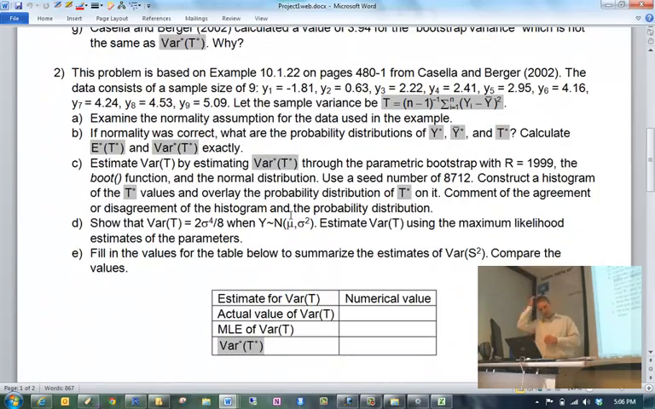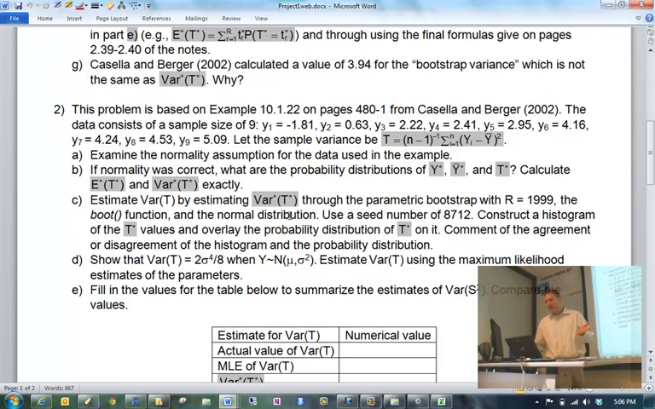Let's look at problem number 2. I have to admit that I didn't like the exact problems in Casella and Berger, so I used those to motivate me here. You can look at the problems. That will help you out some, but it's not totally necessary. So this is based upon example 10.1.22 from Casella and Berger. There's a sample size of 9, and they actually say that this comes from a normal distribution. And we're going to be very interested in the sample variance t.